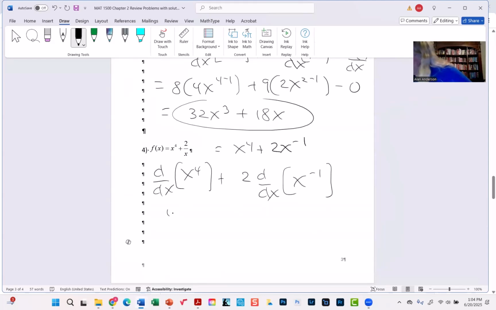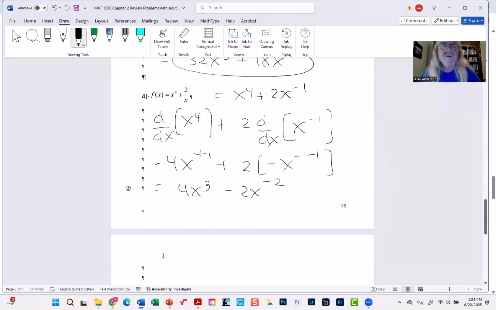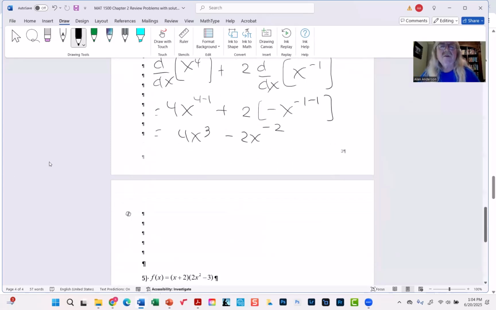Now here we apply the power rule for x to the 4 minus 1 power. Now here, we're going to have minus x to the minus 1 minus 1. So it's going to be 4x cubed minus 2x to the minus 2 power. And if you prefer, you could write it as 4x cubed minus 2 over x squared. Either one, of course, is fine.